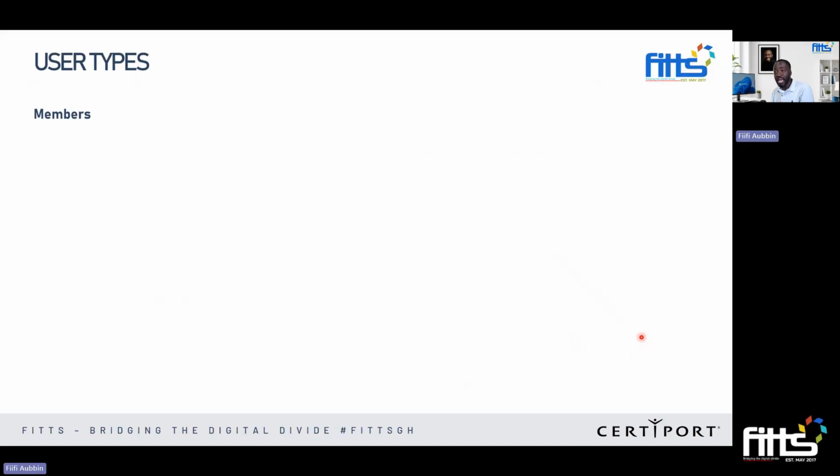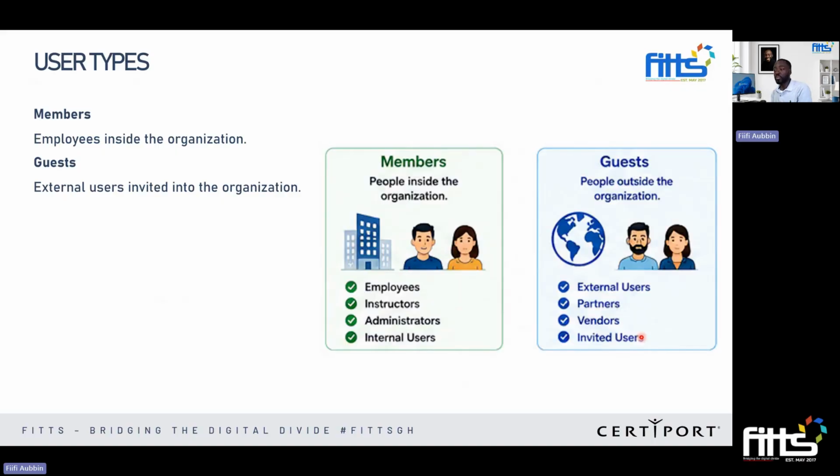So we'll also have user types. We've got members, employees inside the organization. So let's say Fiifi at FITTSGH.net, so and so at FITTSGH.net. Those are employees of the organization. Then we also have guests. So you can have external users invited into the organization. Maybe I want to collaborate with another company. We can invite them to join or collaborate on that particular project as an external user.